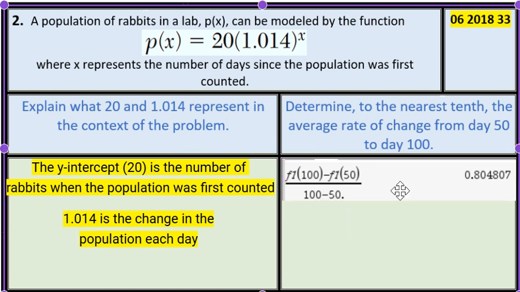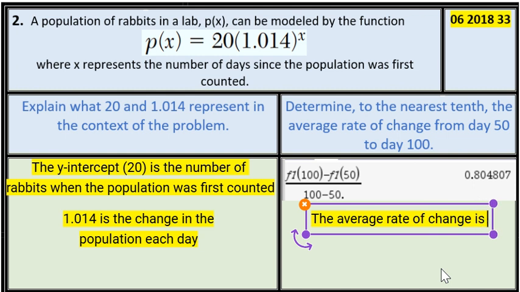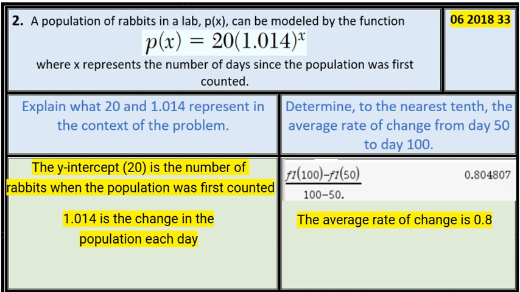So here's my expression. Now I can say the average rate of change is 0.8. And that's full credit for question number 2.